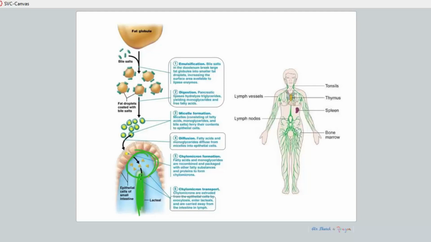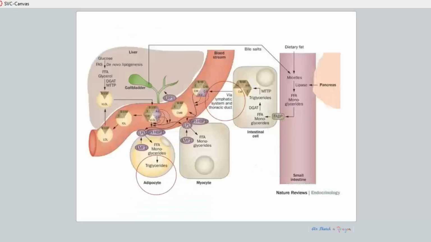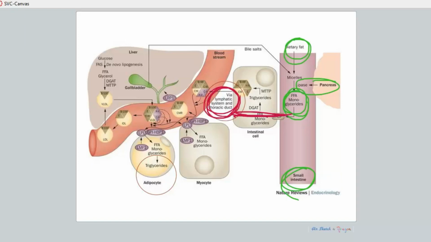And then it enters into the lymphatic system. And this is all the lymphatic system right there. This is a detailed diagram of what's going on here, and it's kind of to help me with the whole thing. Here we have the small intestine, and here we have dietary fat, and the pancreas releases lipases, and it breaks those down into free fatty acids and monoglycerides. Those travel across the simple columnar epithelial cell here, and now they get into the lymphatic system.